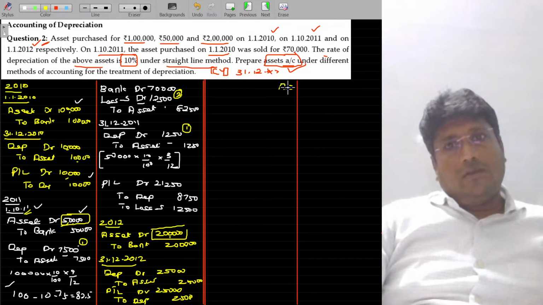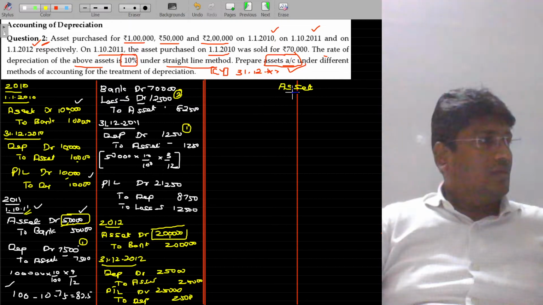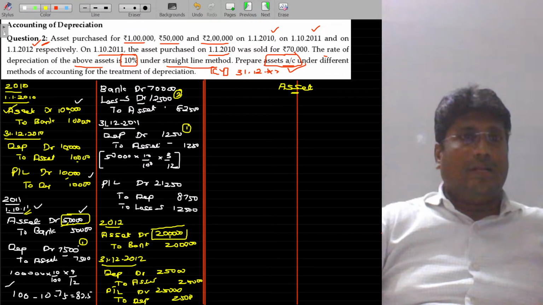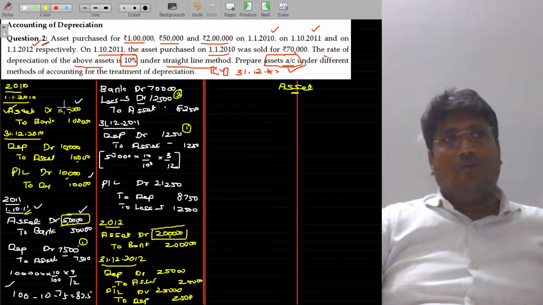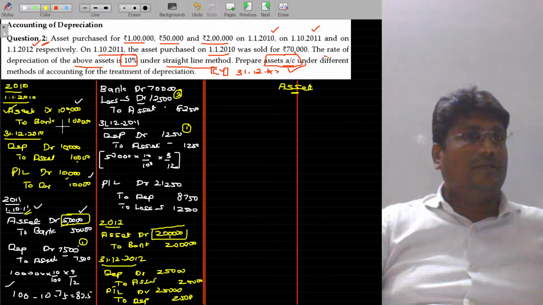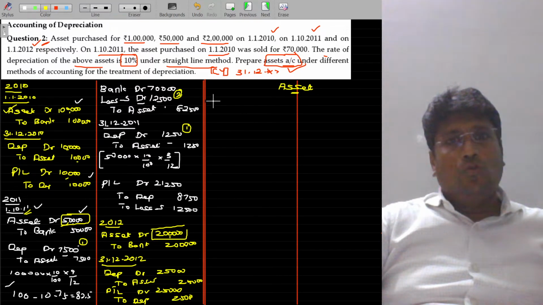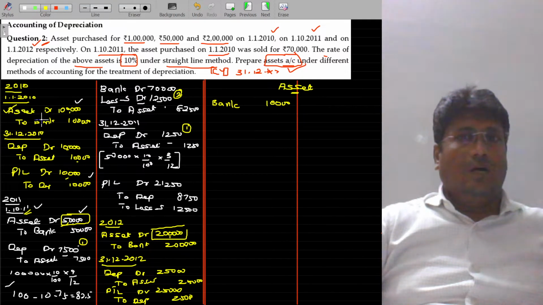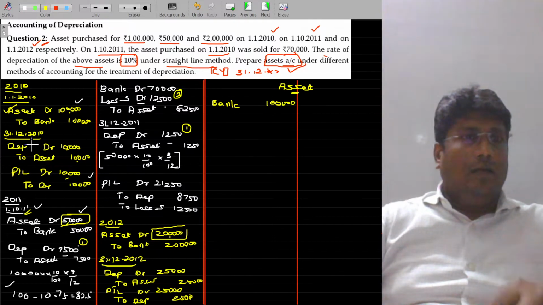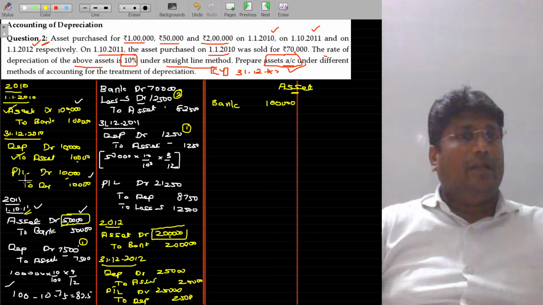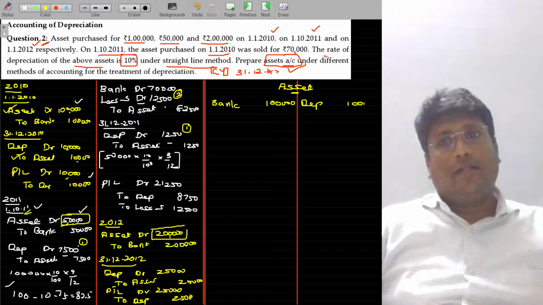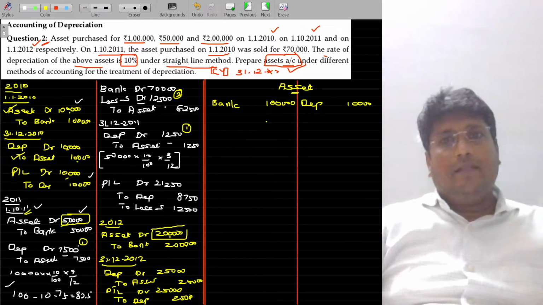Now, asset account. Start from here. The first entry, I skip the dates. You can solve the illustration with the dates. Asset account to bank, and the 'to' and 'by' are also skipped here. 1 lakh rupees. And then the asset is debited for the same year. Depreciation, this value being 10,000. If you tally, then the first year is over.